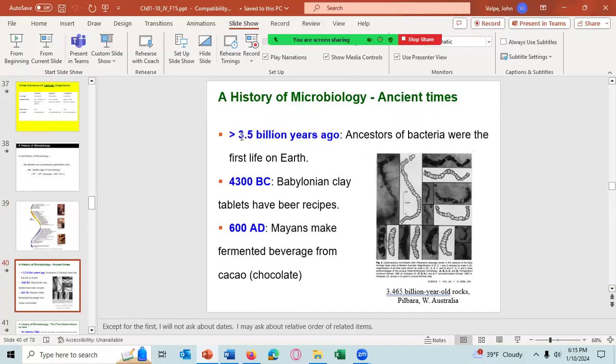In the history of microbiology, we can go back 3.5 billion years and find fossil records in the rocks where we can see the first living organism. They were fossils of ancestors of bacteria, and they are the first life on planet Earth. We have the fossils going back a little over 3.5 billion years ago. That's the only date you need to know.